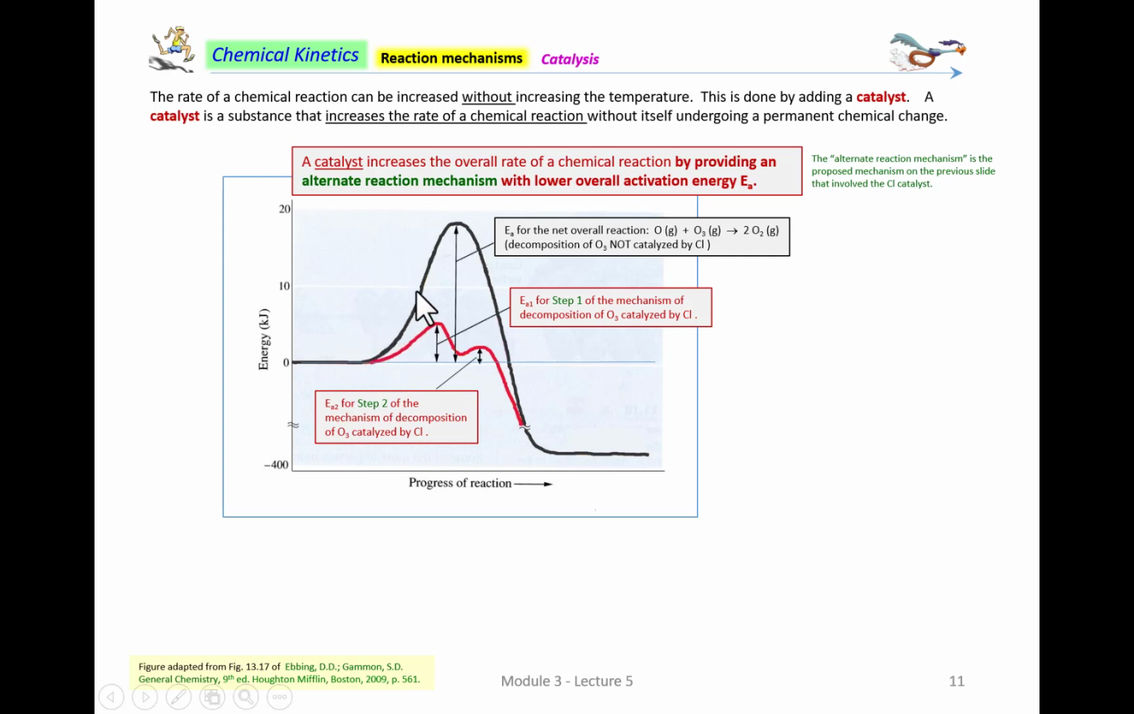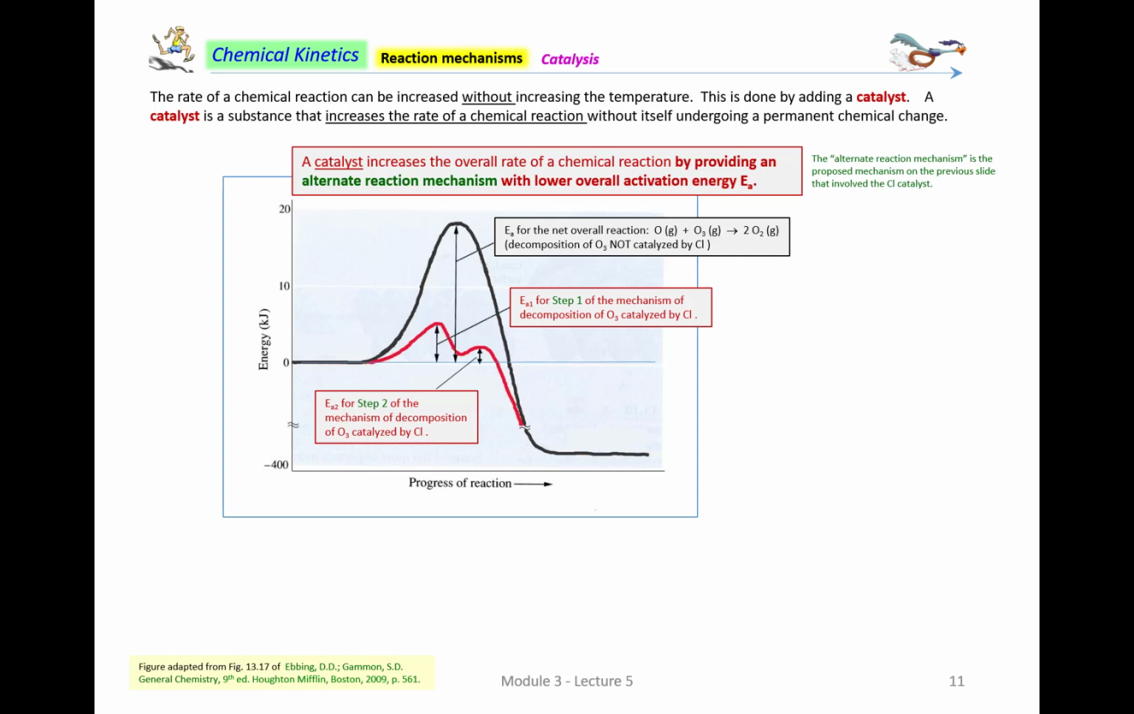What we say here is that this black pathway shows the activation energy for the net overall reaction of oxygen reacting with ozone to form two oxygen molecules. That would be the decomposition of ozone that does not involve catalysis by chlorine atoms. And you can see the activation barrier is really high, which means that even though the overall reaction is exothermic, the reaction would be very slow. So ozone decomposition is not a huge problem in the upper atmosphere until you introduce chlorine atoms.